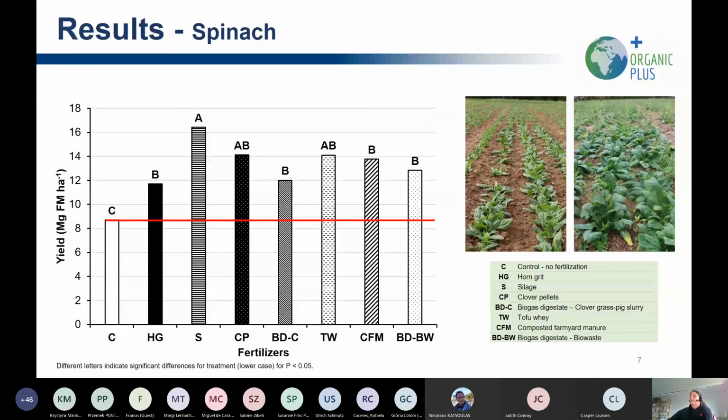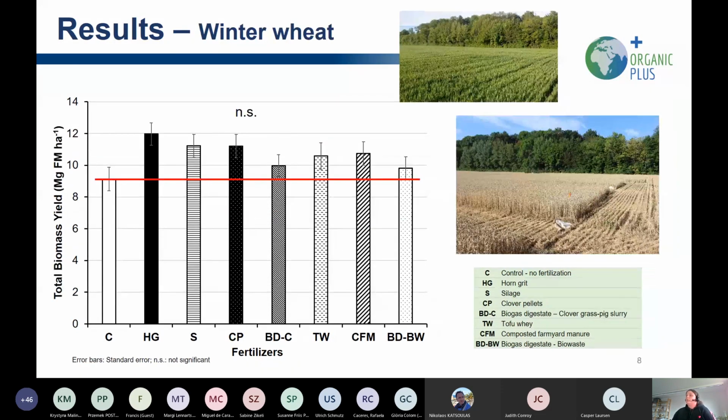Next to the spinach, here you can see the yields produced over all the treatments. The control, as expected, had the lowest yields. Then to the winter wheat, we couldn't find any significant difference between the treatments. Just to let you know that the error bars are the standard error and not the standard deviation, so maybe it is a little bit confusing. But you can see that overall Horngrid tends to have the highest yield in comparison to the other fertilizers, but they are not that different to each other.